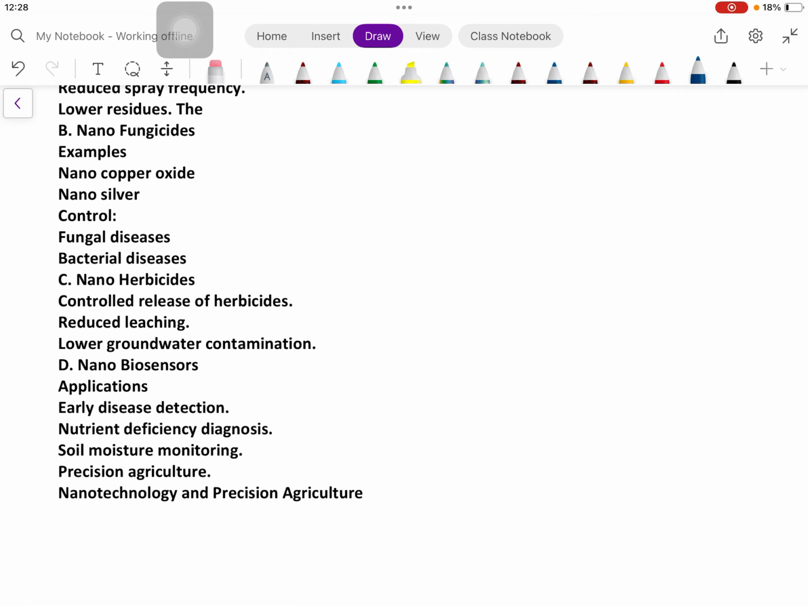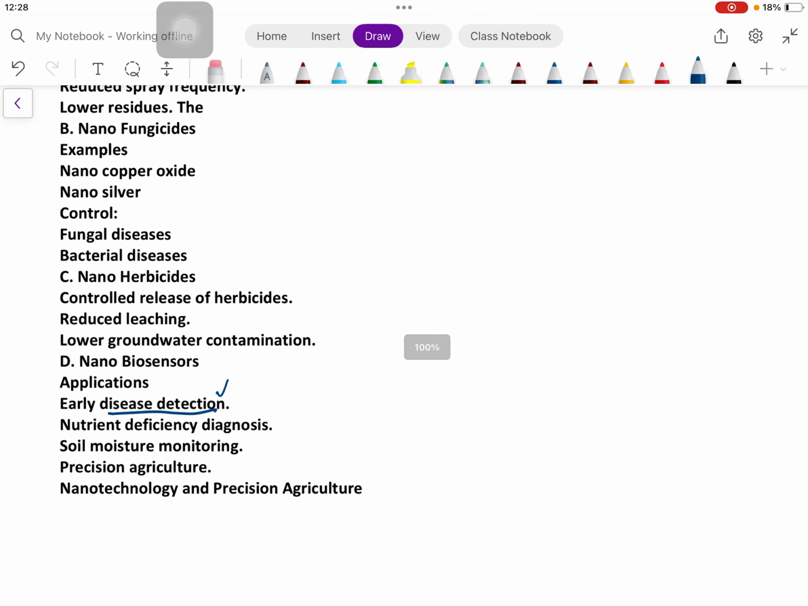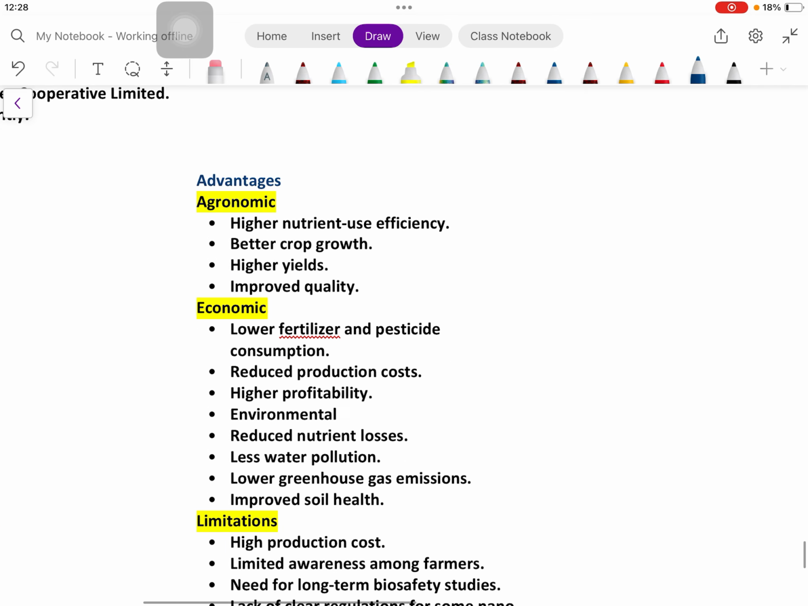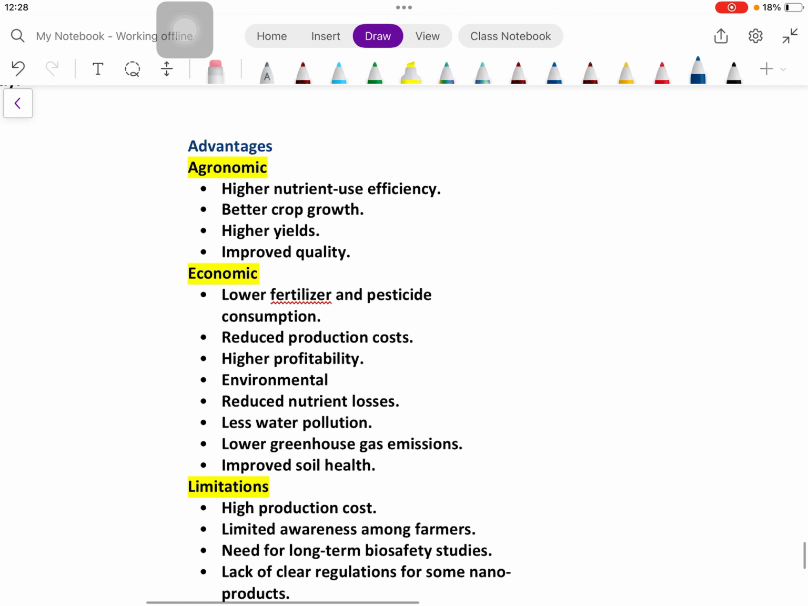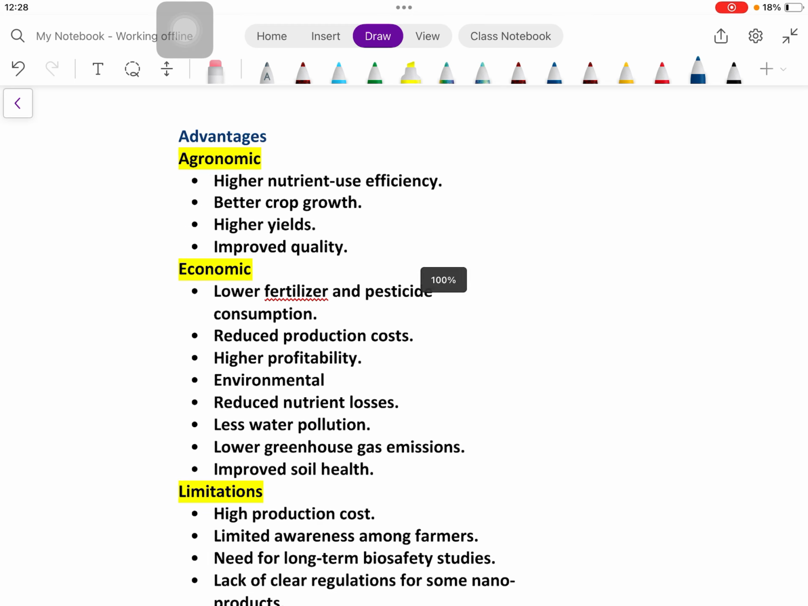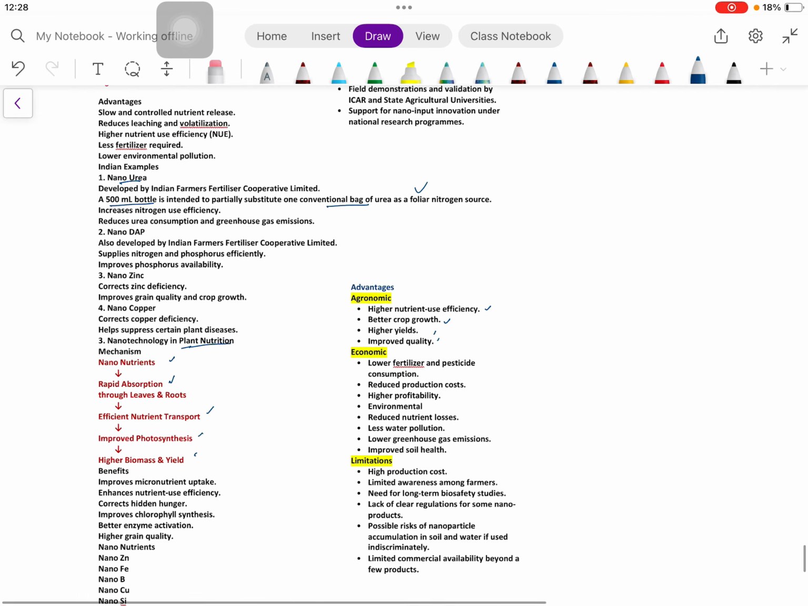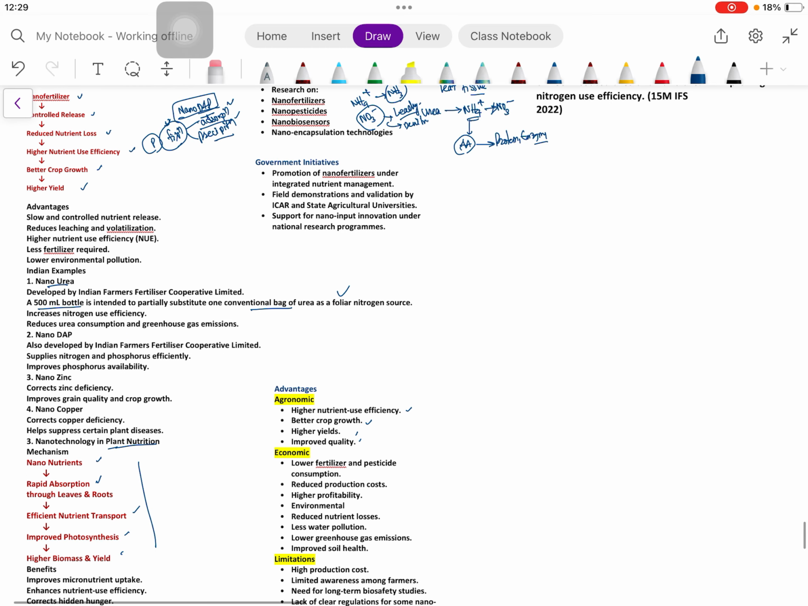Similarly, nano biosensor can be used for early disease detection and nutrient efficiency diagnosis. Now, nanotechnology and its use in precision agriculture. We have seen many good things about nanotechnology. Those have been written here: higher nitrogen use efficiency, better crop growth, higher yield, improved quality. We can use this flow chart in the exam.